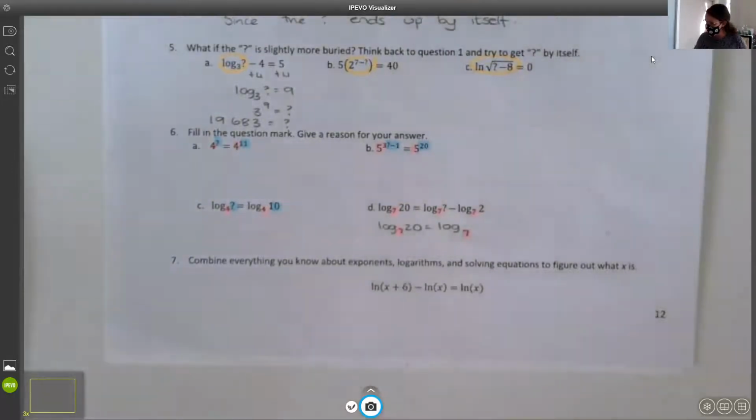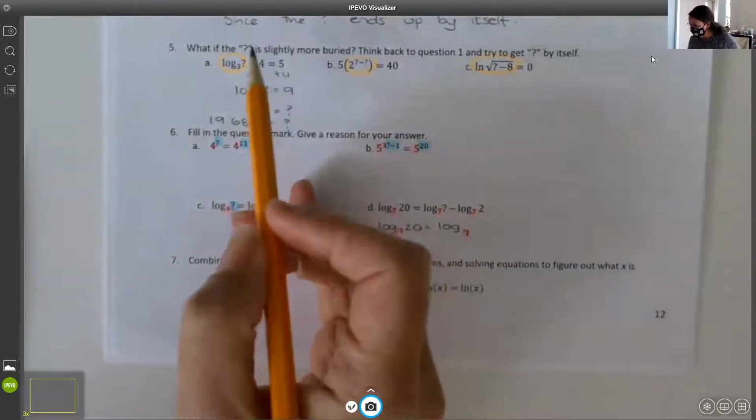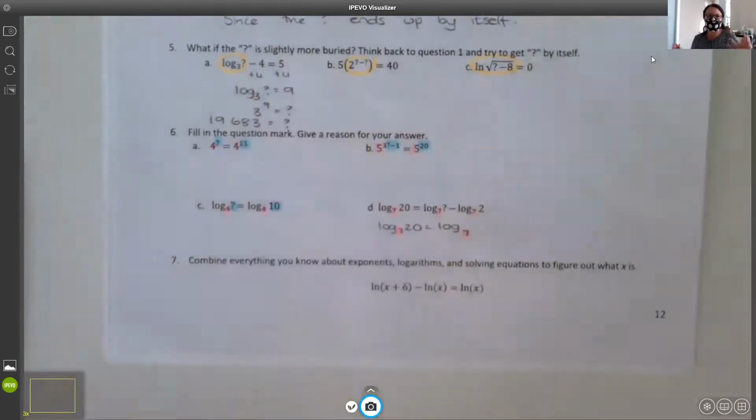So a lot of times, if you're trying to solve a log, you're trying to solve for something that you're taking the log of, and you really want to get that little question mark out by itself. And the way you can do that is by doing an inverse operation, and the inverse operation of logs is to write it as an exponential.